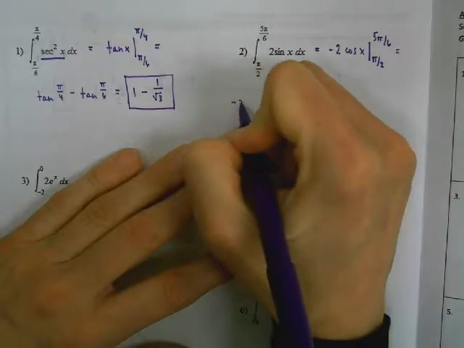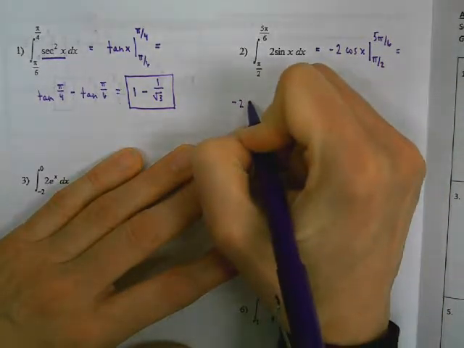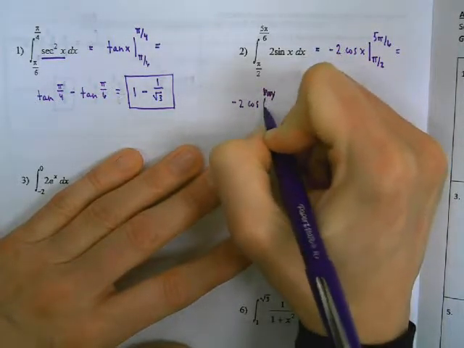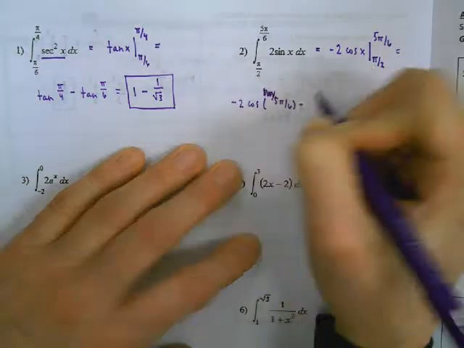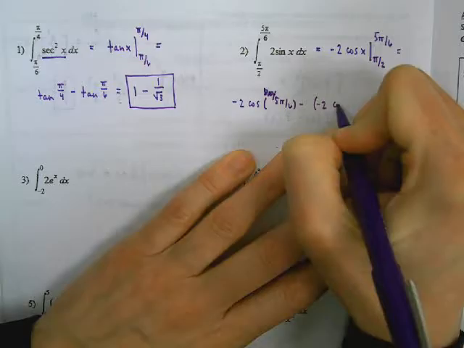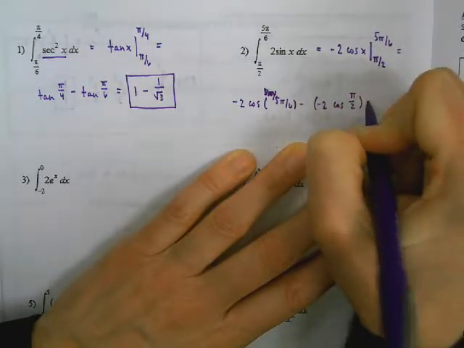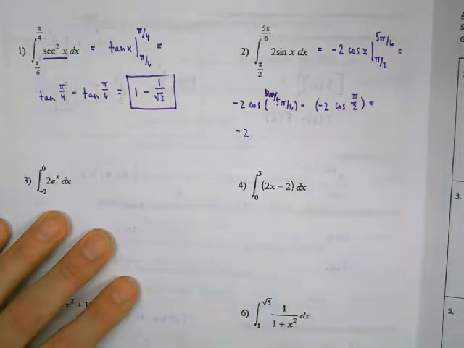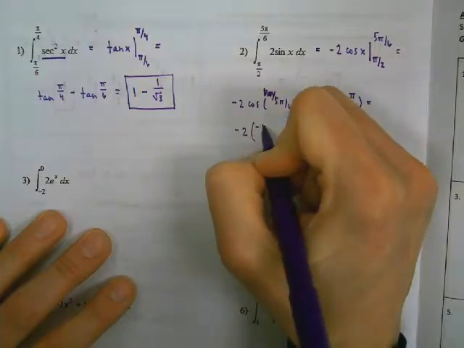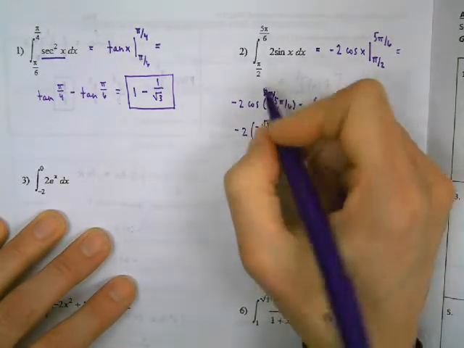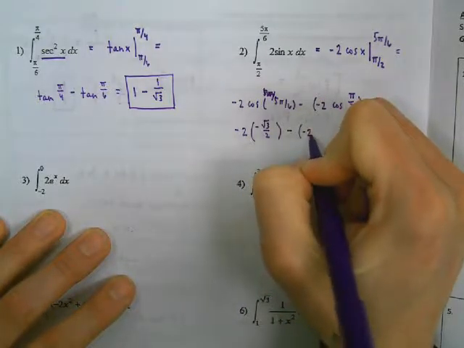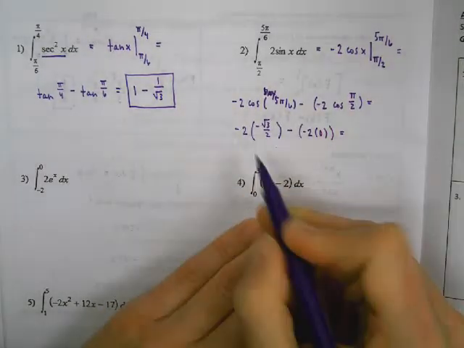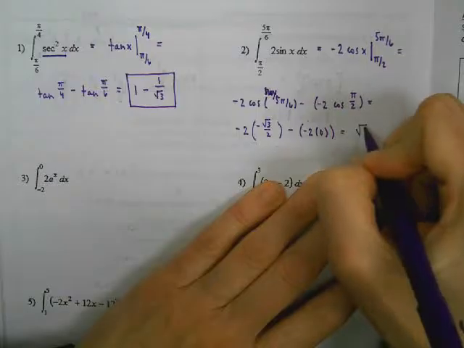So now I have negative 2 times the cosine of 5 pi over 6 minus negative 2 times the cosine of pi over 2. So thinking back on our unit circle here, I have negative 2. The cosine of 5 pi over 6 is going to be negative root 3 over 2. And then minus a negative 2. Cosine of pi over 2 is just 0. So then I just get a positive root 3.